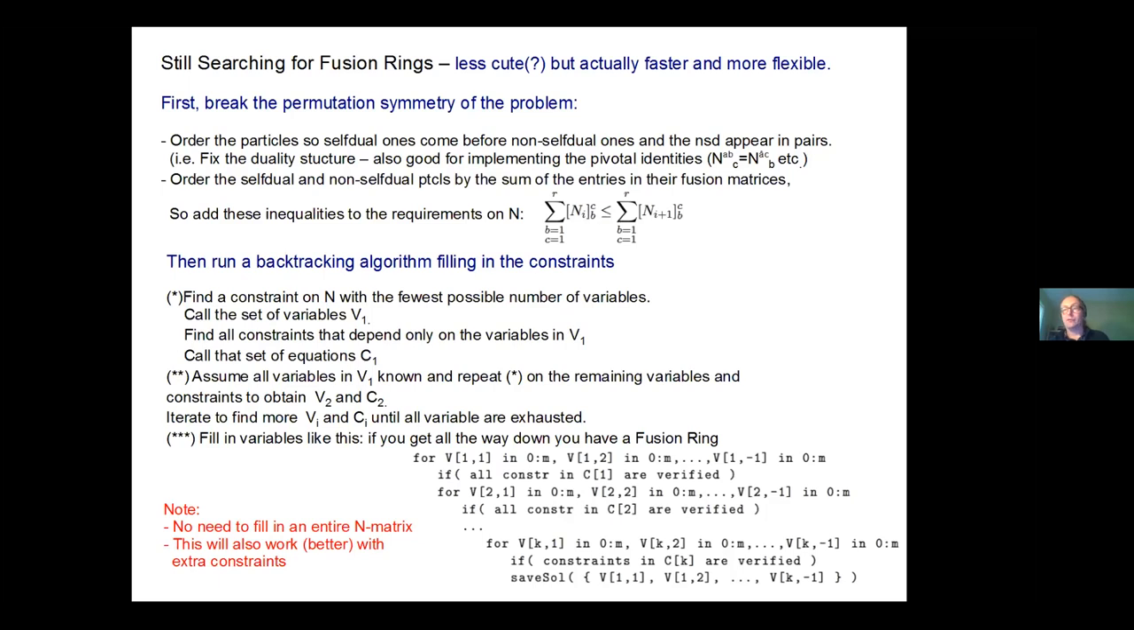we look at all the constraints again, and we find one that now has the smallest number of unknowns. And we say, okay, well, that's a new set of unknowns. Let's call that V2. And we find all the equations again that are completely fixed once you set the variables in the second set. And then you keep this going until you've exhausted all the variables.